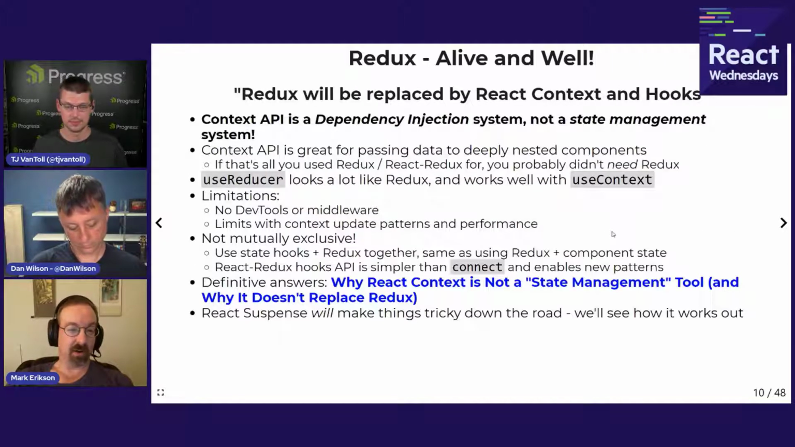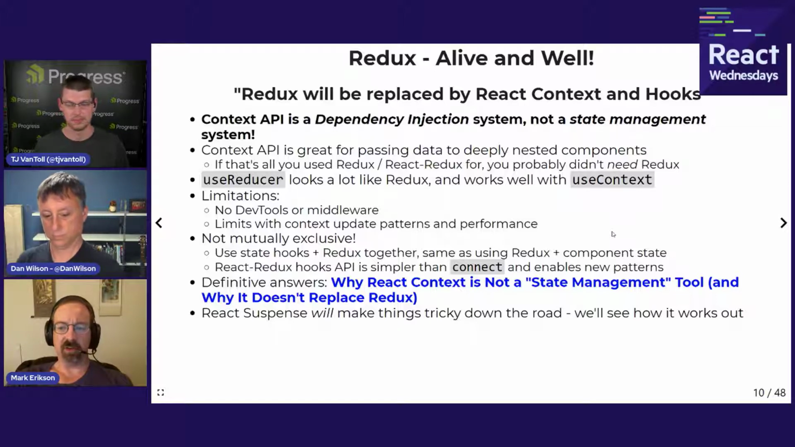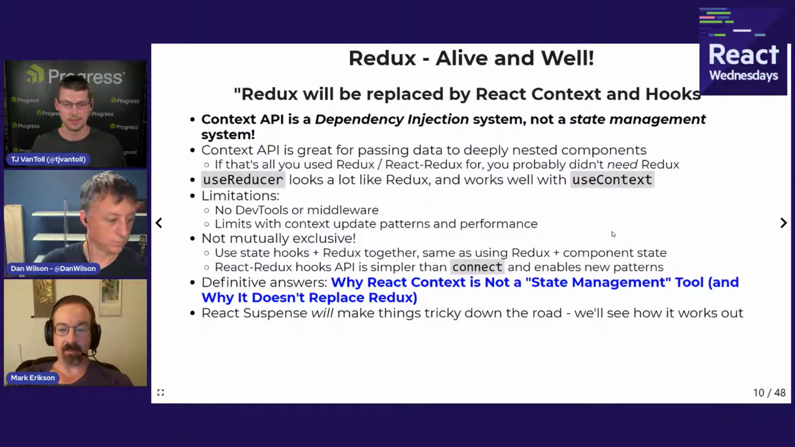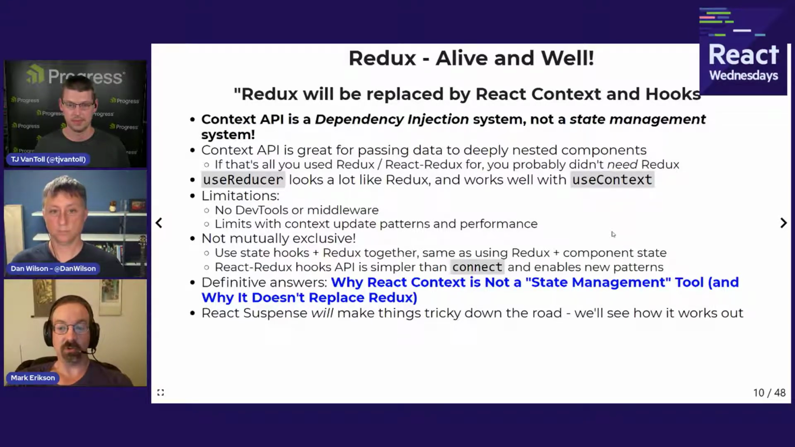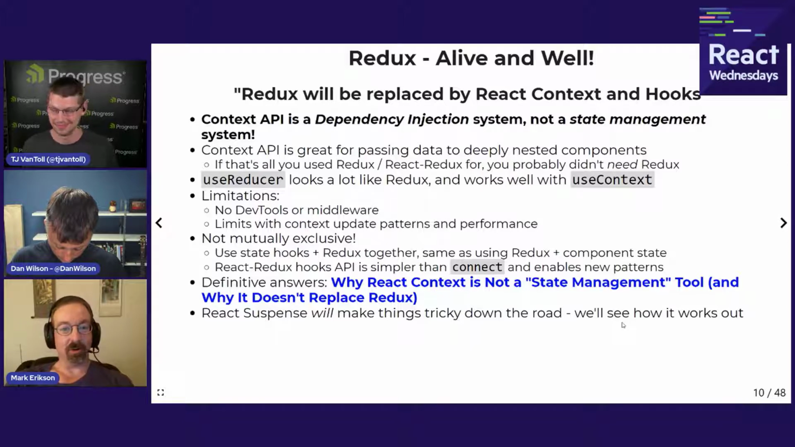The other big one that I hear a lot is that context can replace Redux, and this one is really a confusion over what context and Redux do. Redux is a state management tool. Context is a dependency injection tool, not state management. And I wrote a very extensive article on this entitled, why React Context is not a state management tool, and why it doesn't replace Redux. So I would encourage folks to read through that post to understand the differences between these.